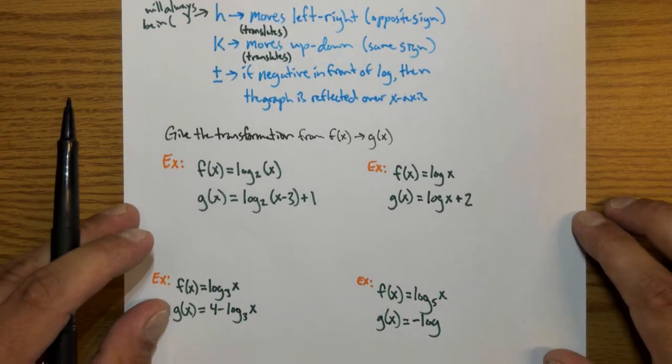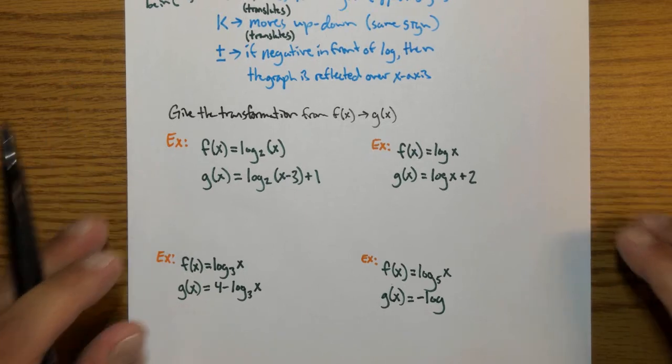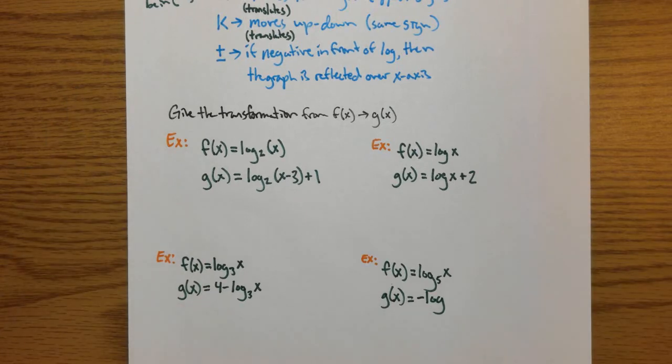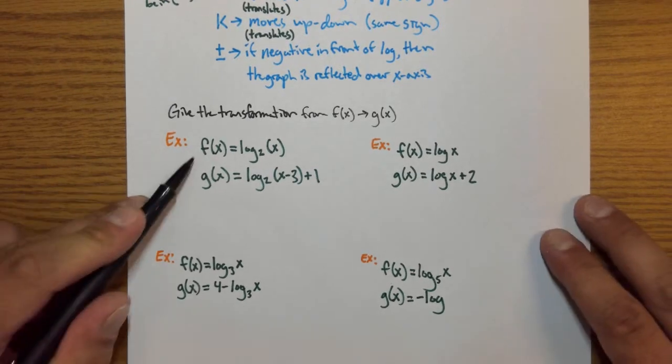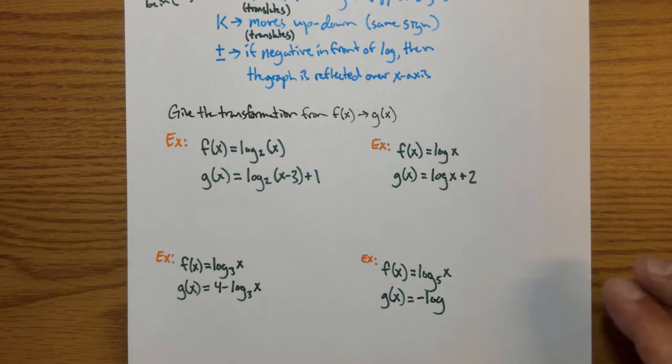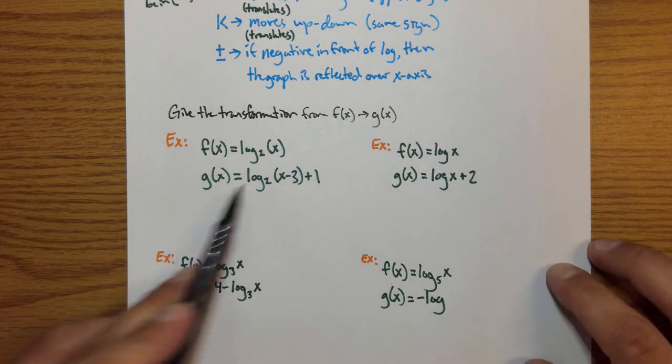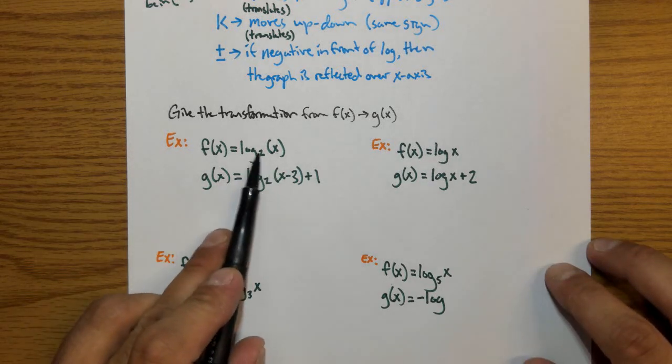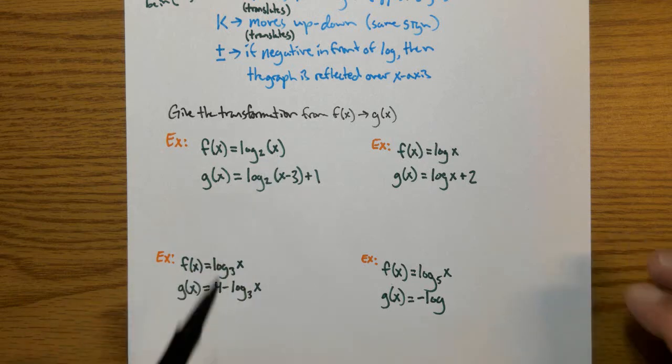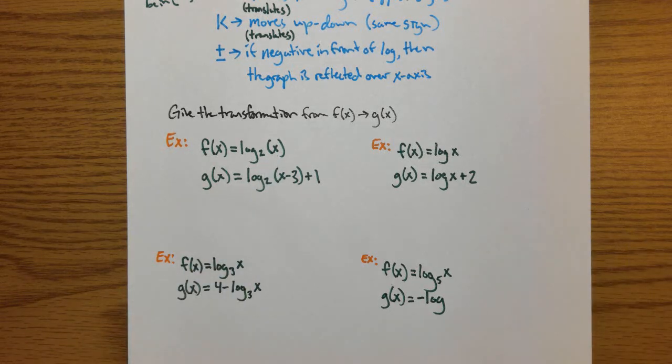So let's get into some practice problems here. Give the transformation from f of x to g of x. So we're given the parent function f of x. Remember, a parent function is just the simplest form of a type of function. In this case, just log of x would be the parent function of a log function because there's nothing really else happening to it.